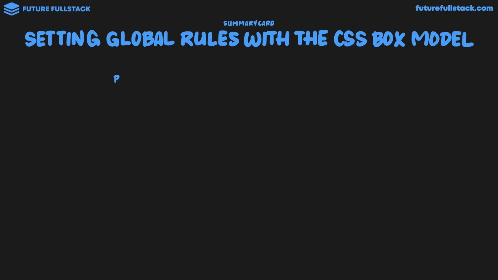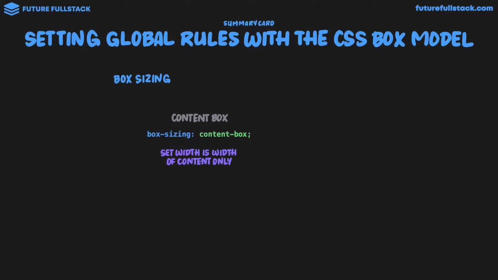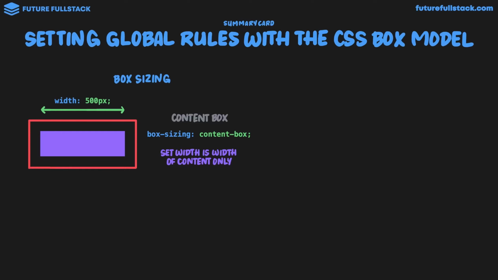So in this chapter, we looked at box sizing. We first looked at the value content box, which in CSS looks like this, box sizing content box, and this is where the set width is the width of the content only, and content box is the default value. So let's say we applied a width of 500 pixels to our element. This would be the width of the content shown in purple. We could then apply padding and border, which would be added on top of this width of 500 pixels. So the total width and height of our element would now be more than 500 pixels, as it includes padding and border. The other value we looked at was border box. In CSS, it looks like this, box sizing border box. This is where the set width will be the sum of content, padding, and border.